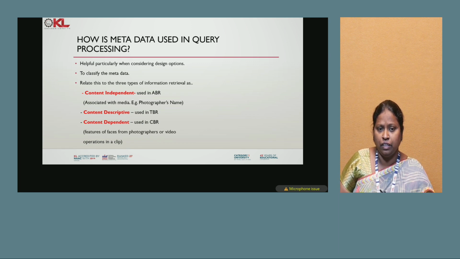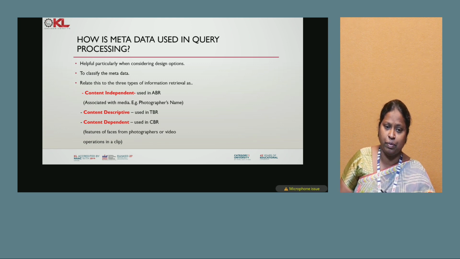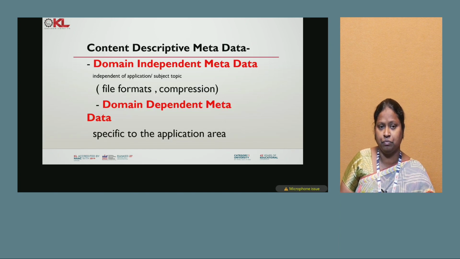Context independent is used in ABR, that is associated with the media. Examples are photographs and names. Context descriptive means used in TBR. Context dependent is used in CBR. Features of faces from the photographs or video operation in a clip.